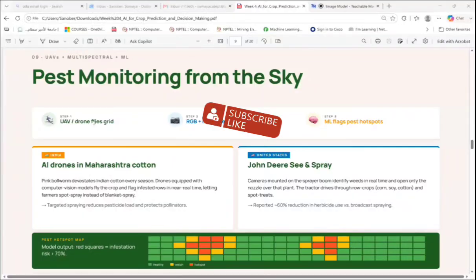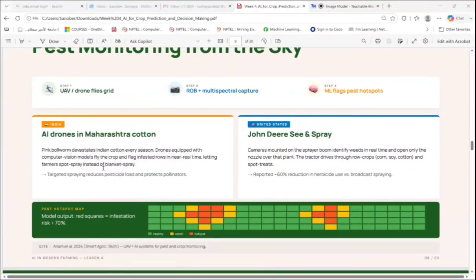If you see over here, AI drones in Maharashtra, and John Deere See & Spray in the United States. If you see the maps from the drones, the field looks something like this. The yellow areas need attention or watching, the red ones are hotspots that require attention, and the green ones are healthy.